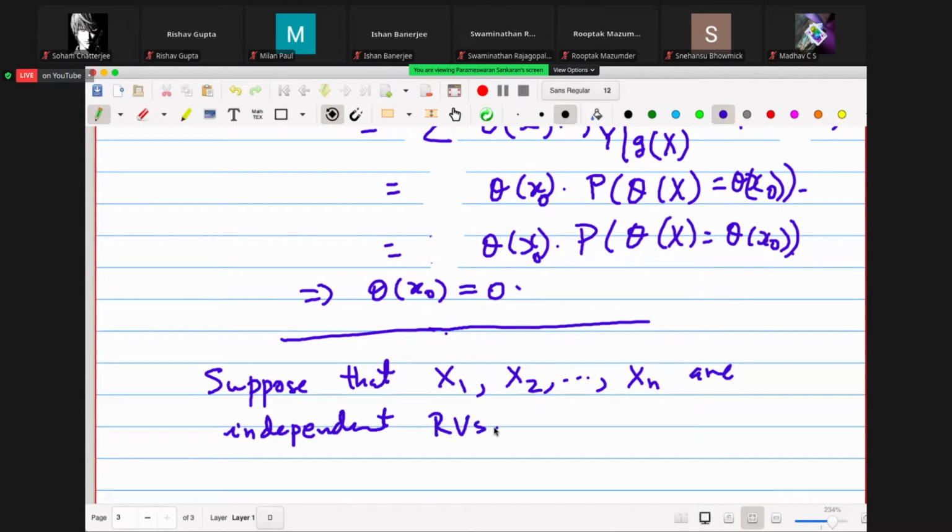Random variables. So let me just say what it is. Which are identically distributed. Non-negative integers. And independent of n.